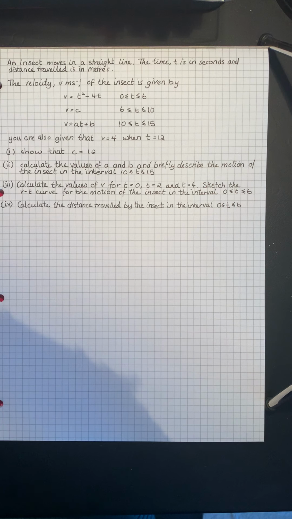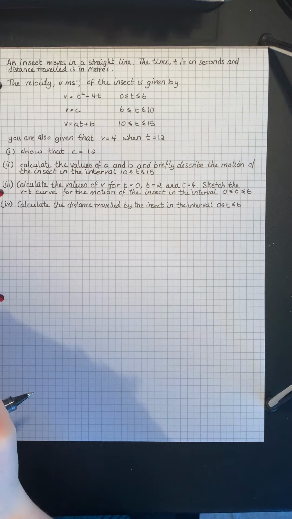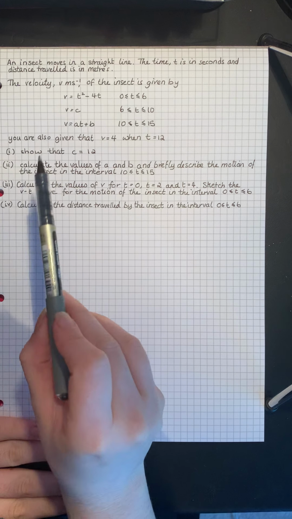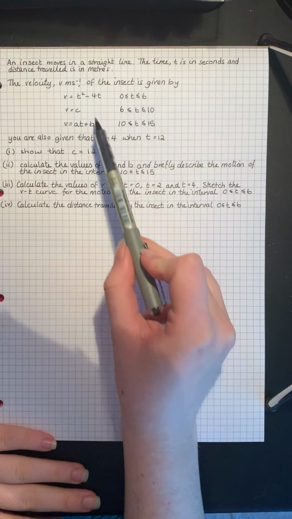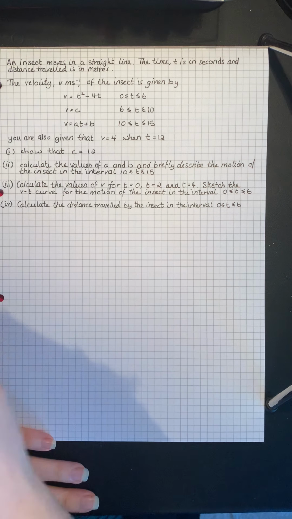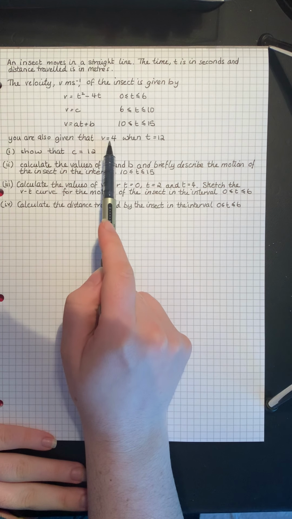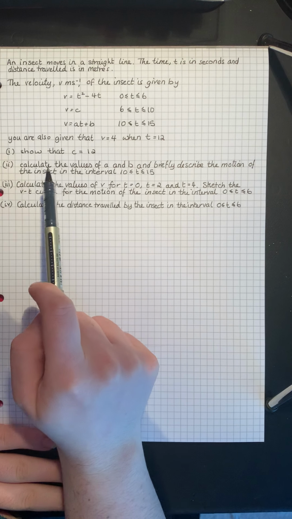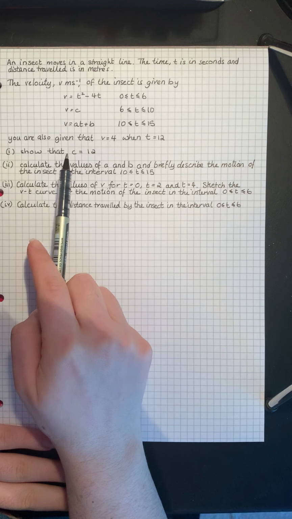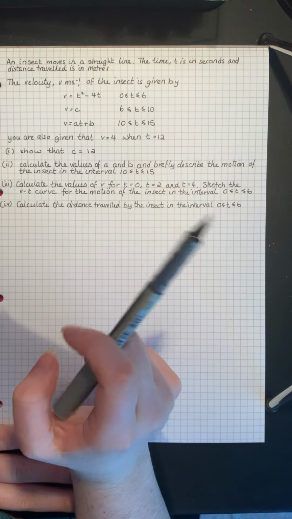Okay, in this video I'm going to show you how to do another question with variable acceleration. So here we've got, again, velocity in terms of t, a piecewise function with some unknown constants here. We're given that v equals 4 when t equals 12 as well. Okay, and I want to show that c equals 12 first of all.